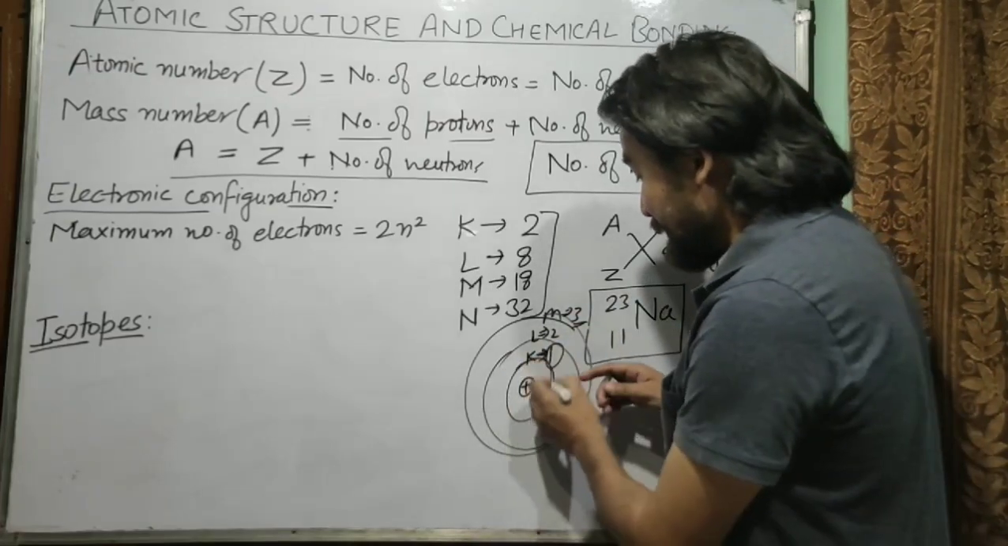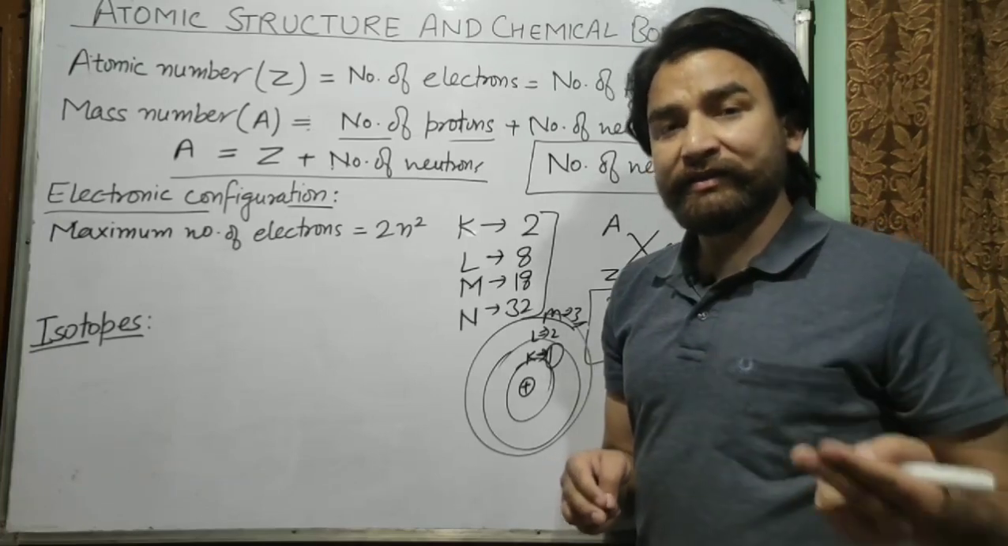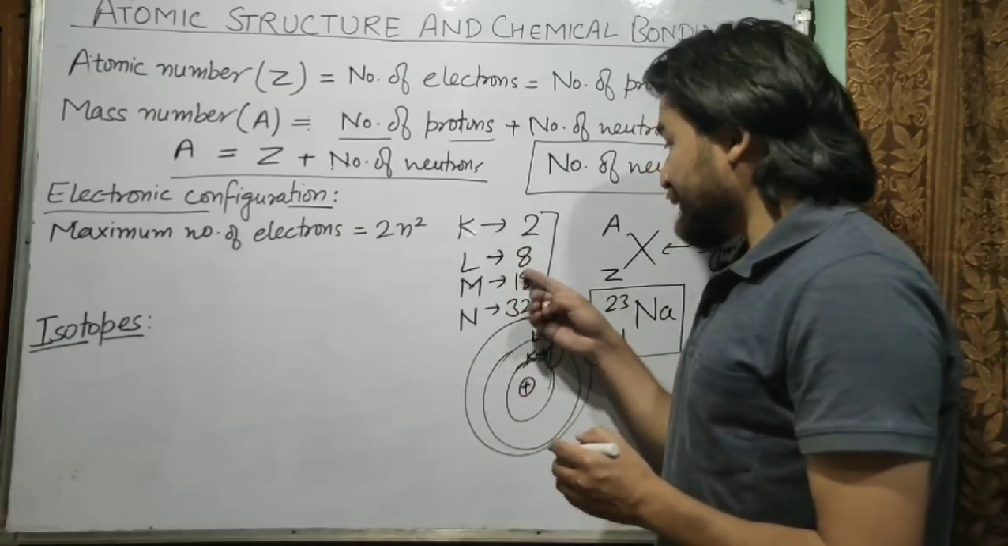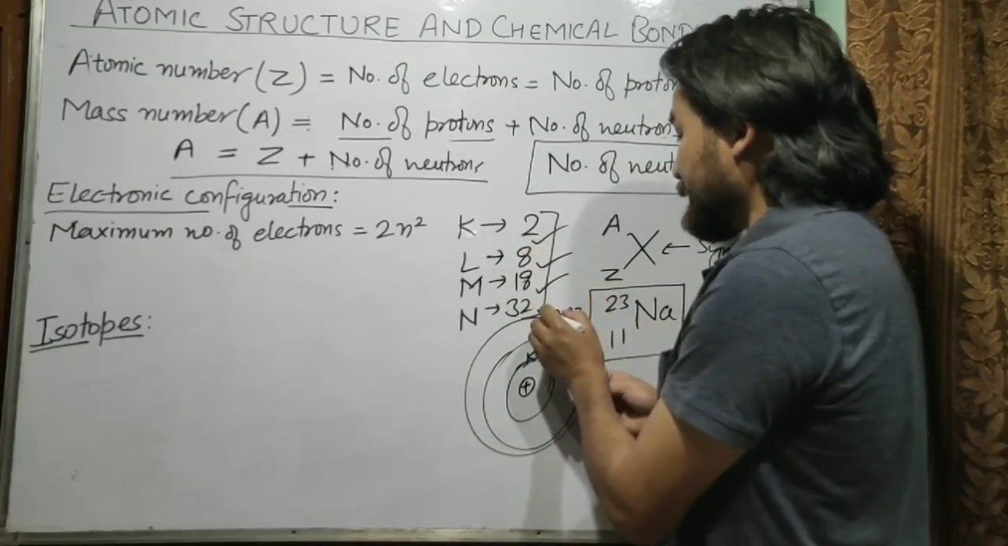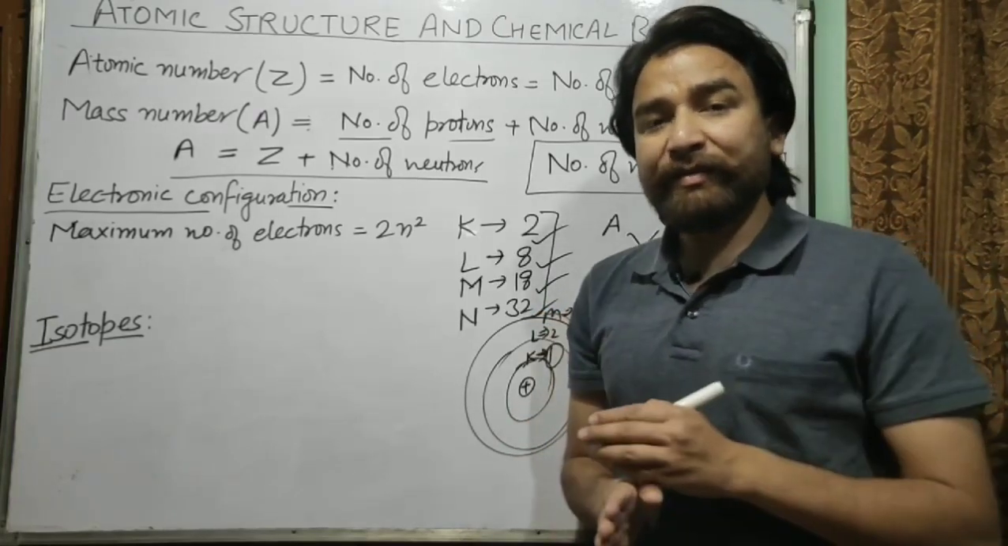Means in the first shell there can be only 2 electrons. It may be less than 2 but not more than 2. So the maximum number of electrons in the first shell is 2, in the second shell is 8, in the third shell is 18, and in the fourth shell it is 32.